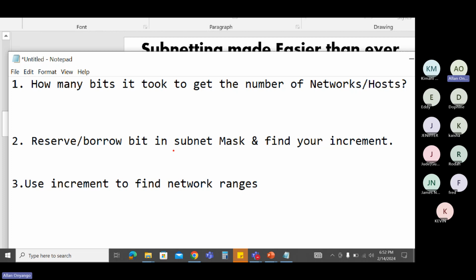So the first step: how many bits it took to get the number of networks or hosts? Which means we are going to get some bits. The second step: you can either reserve or borrow. So reserve or borrow bits in the subnet mask and find your increment. The last step: use that increment to find your network ranges.